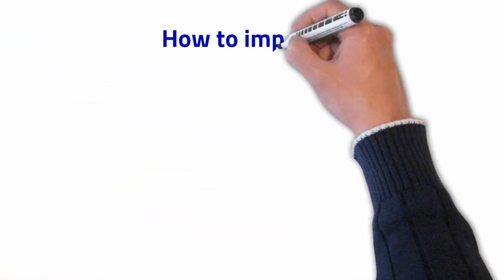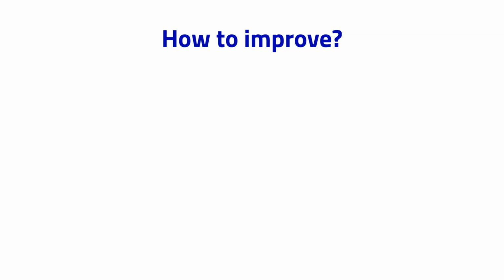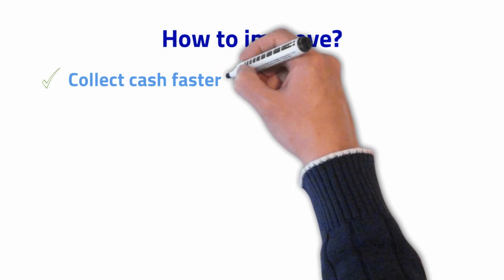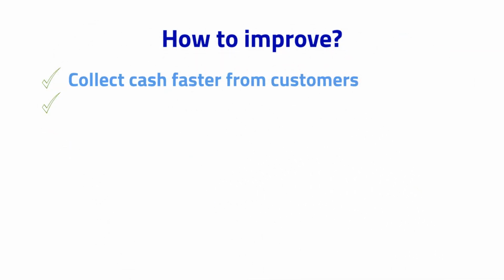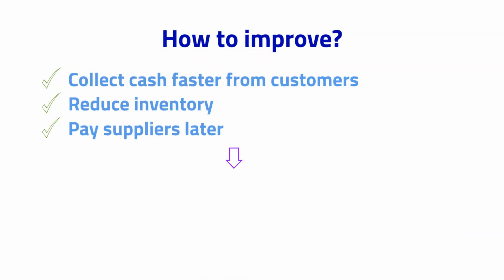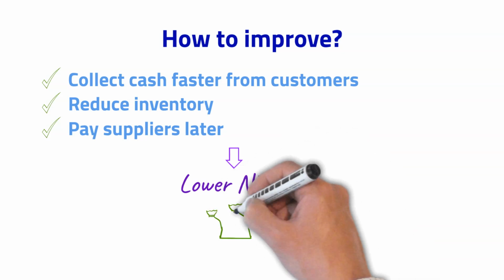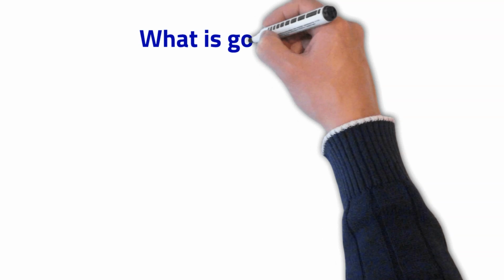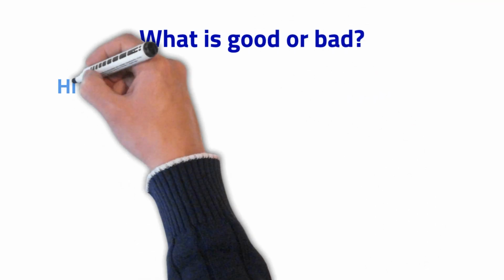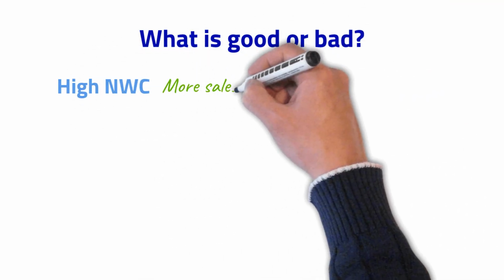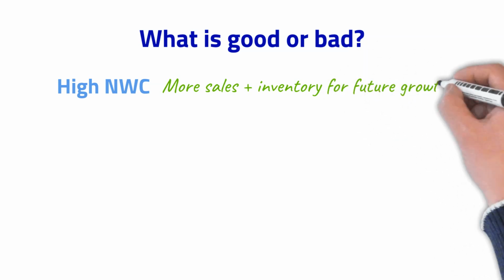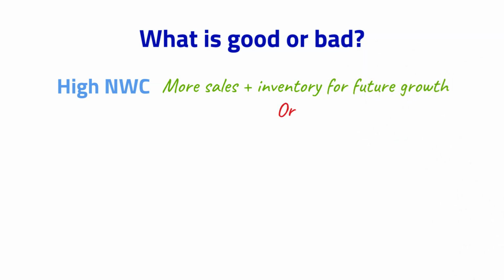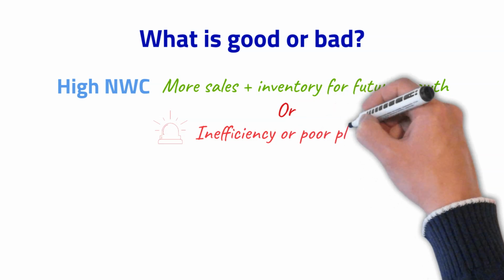How can we improve the situation in our Apple business? If we collect cash faster from customers, reduce inventory, or pay suppliers later, we reduce net working capital. That means more cash in the bank. Is higher working capital good or bad? It depends. High net working capital may mean growth, more sales, more inventory for future sales. But it can also mean inefficiency and poor planning.